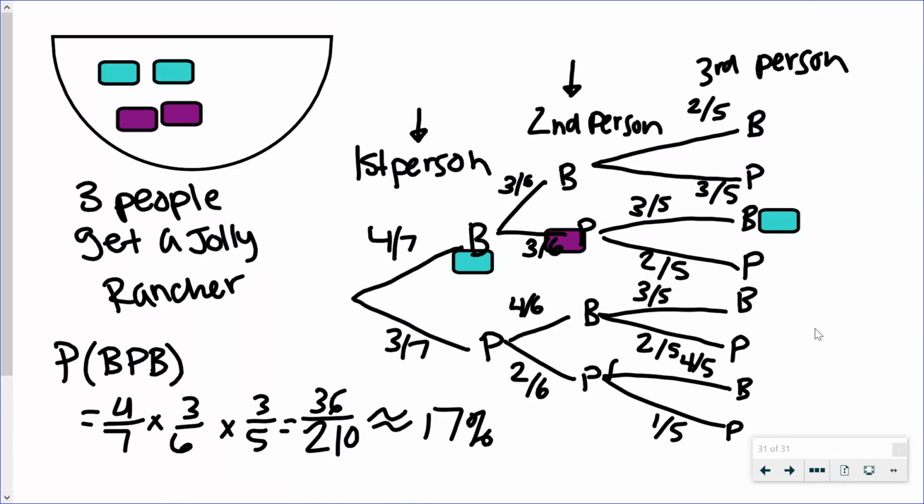Another important thing we learn here is the importance of keeping our stages straight, or organized, so that we can see very clearly the probability for the first person, second person, and third person.